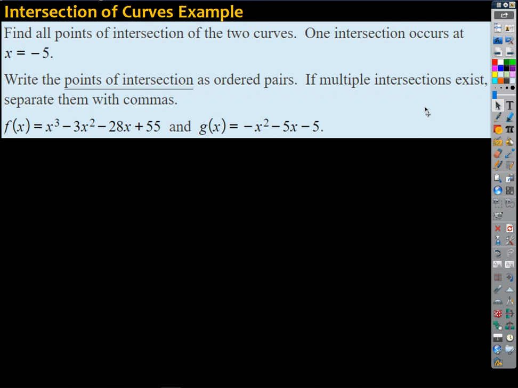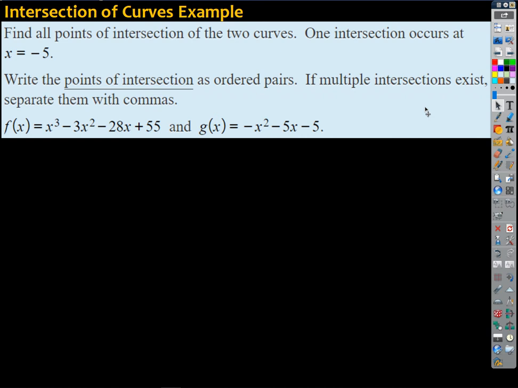Put -x squared minus 5x minus 5 to the left of this one over here, equal to that? Exactly, that's what we're doing. We're really just solving a system here. We've got y equals x cubed minus 3x squared and so on, and y equals -x squared minus 5x minus 5. These are just fancy function names for y's. When we're looking for intersections, we want the locations where the x and y values are the same for both functions, the solutions that satisfy both. So this is nothing more than solving a system, and we're just going to substitute.